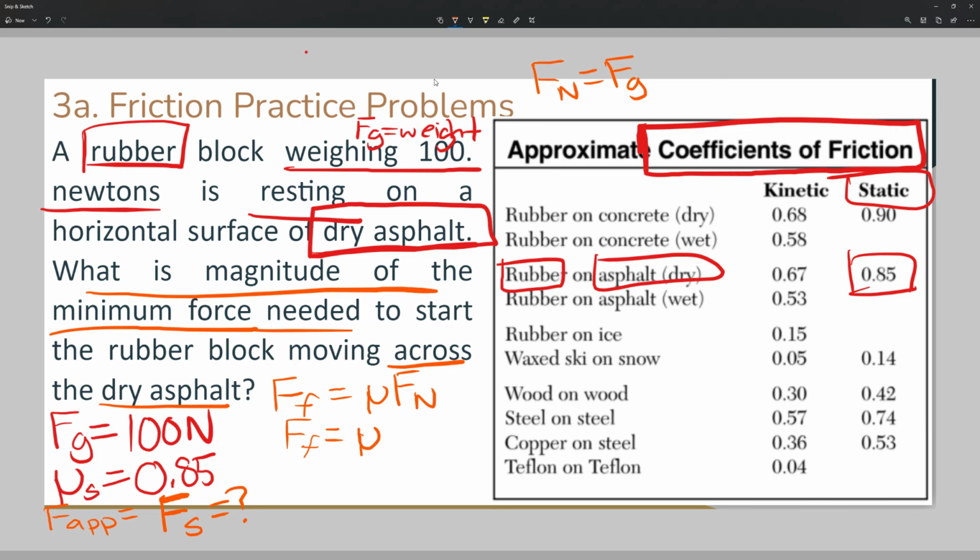And so we have Fs equal to mu times Fg. So mu is 0.85 and Fg is 100. And so we solve this and we get 85 newtons. So this is my force due to friction. This is the amount of force I need to overcome the static frictional force to get the object to move. All right, that's the end of this first part of friction. More stuff will be covered in the second part of the friction video.